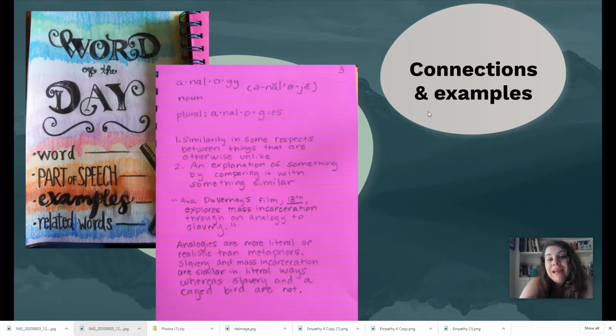For example, an analogy might be comparing slavery to mass incarceration. The connection is clearer. A metaphor might compare slavery to being a bird in a cage. See how the two things are much more unlike at first. So analogies are much more literal than similes or metaphors.